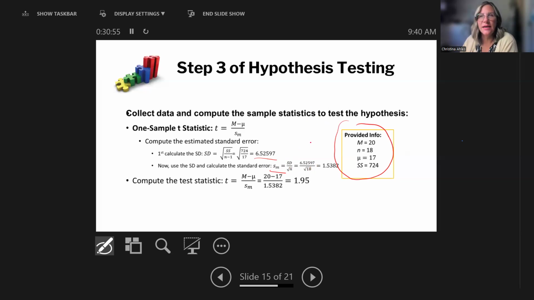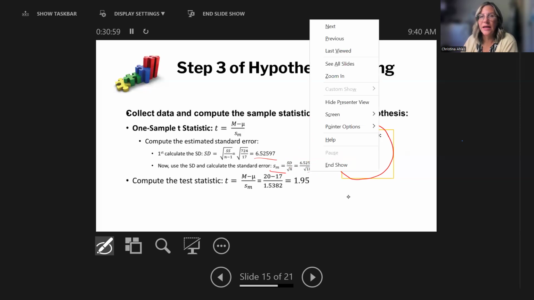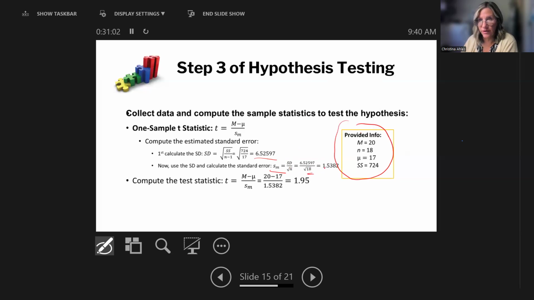Now, the biggest mistake I see here is people using the degrees of freedom again. This is n, not degrees of freedom. So make sure the only time you should be using degrees of freedom is in your variance equation, which is right here. And that's for sample variance. So if it was population variance, you wouldn't use degrees of freedom. So only in the variance equation do you use degrees of freedom. So this is by 18. So your error is 1.5382.